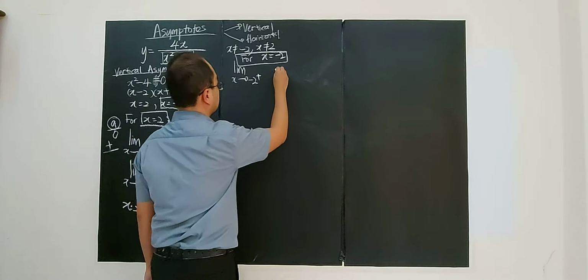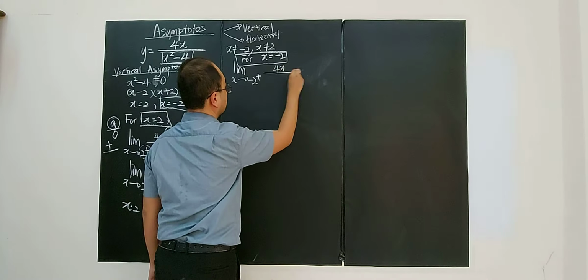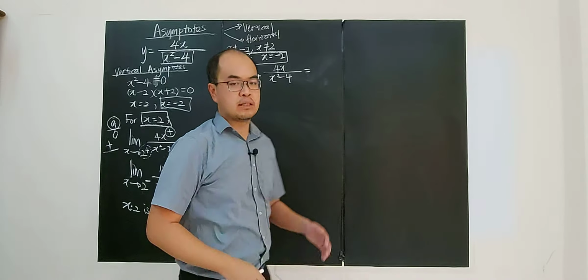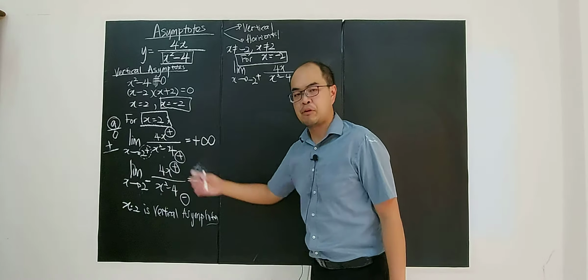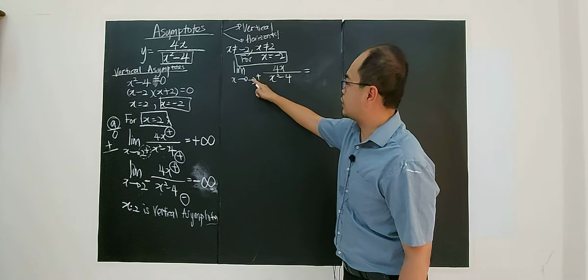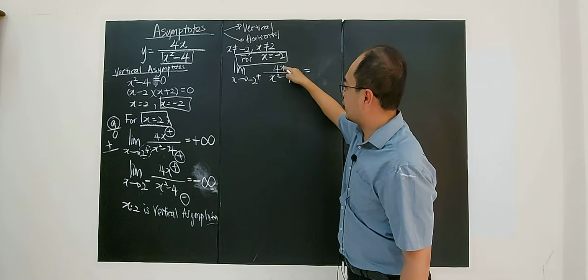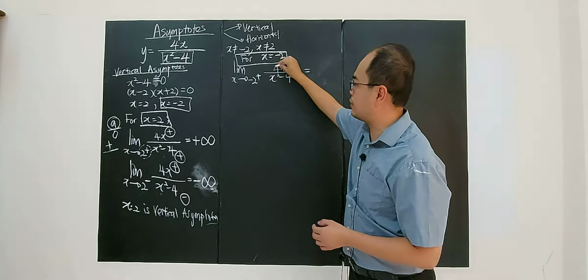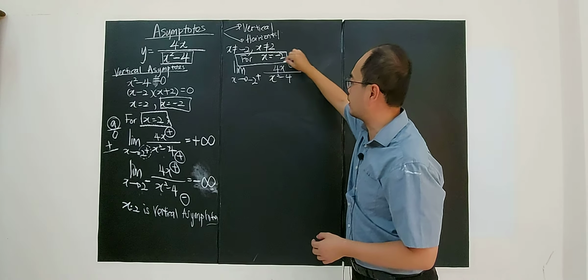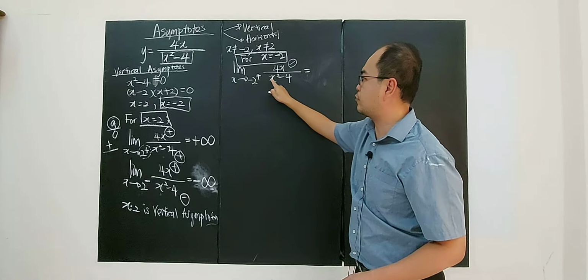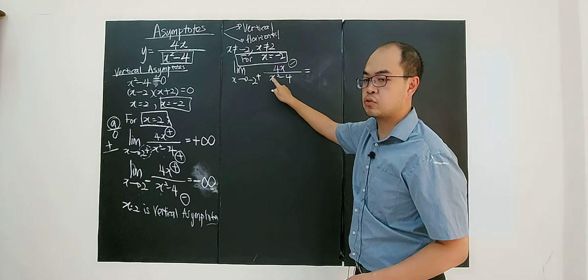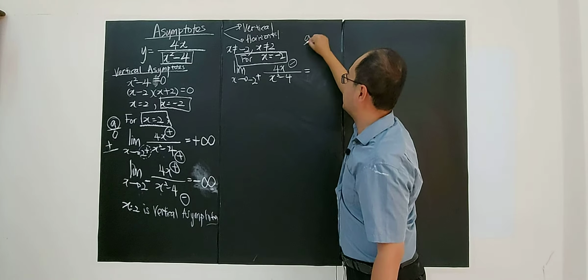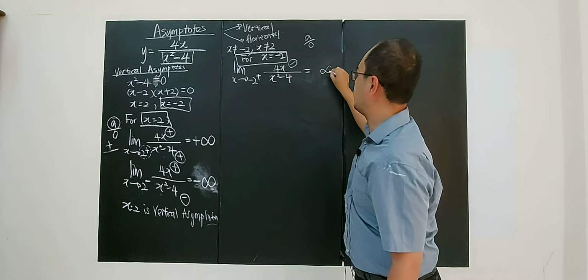So for this limit, we have 4x over x squared minus 4. The technique is the same, just like what you do here. You put negative 2 here, you get a negative number: 4 times negative 2 is negative. You put negative 2 here, negative 2 squared is 4, and 4 minus 4 gives 0. A number divided by 0, you get infinity.